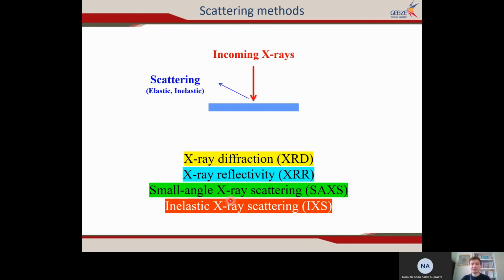Small angle X-ray scattering is also a scattering method, and the other one is inelastic X-ray scattering. So I will spend a lot of time with X-ray diffraction and X-ray reflectivity. These are also widely used in laboratory X-ray machines for many different fields of science. So these two methods are very important, and I will spend a lot of time on them.